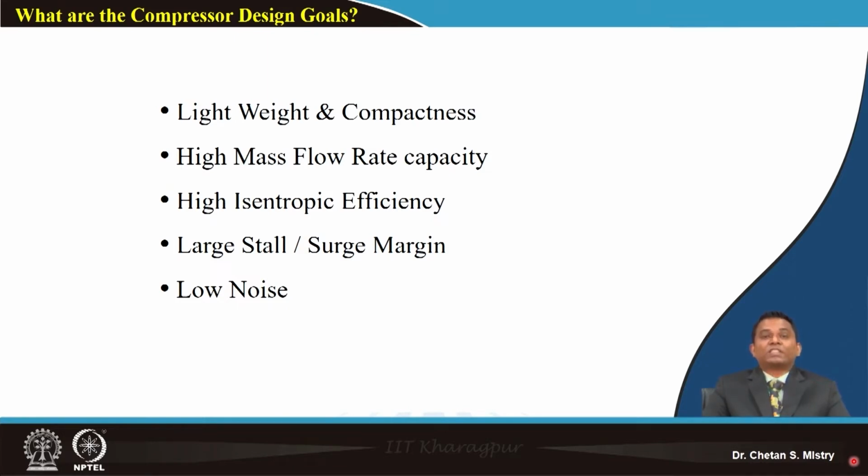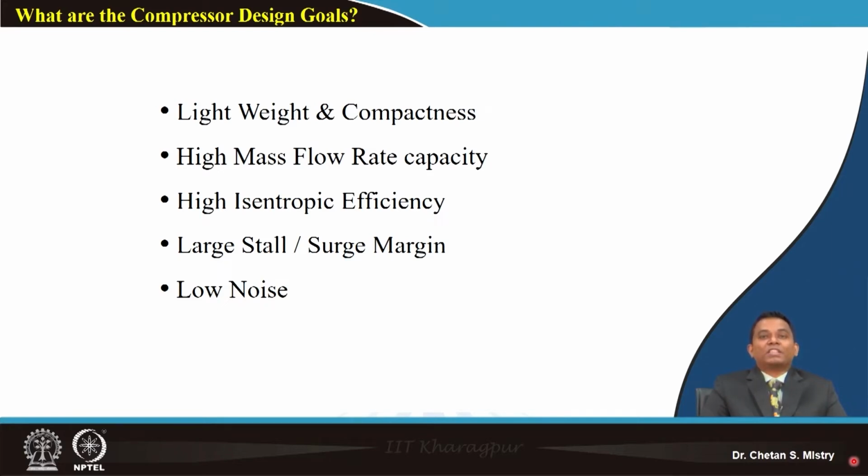Next, it says it needs to have high mass flow rate capacity. Because when we are talking about the application of these gas turbine engines for aircraft, we are looking for higher thrust. And we know thrust is a product of mass flow rate and exhaust velocity. So if we are able to increase our mass flow rate, we are able to increase our thrust. So this is one of the thought processes.